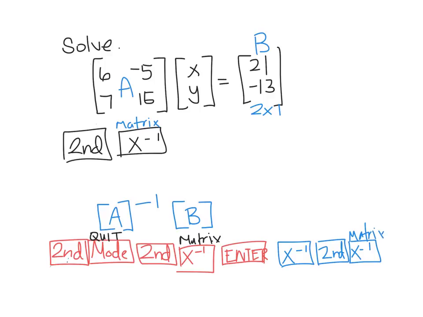And then arrow down to number 2. That's where it says matrix B. Press enter. You can also just press the number 2 and B pops up. Press enter on your calculator and it computes it for you.